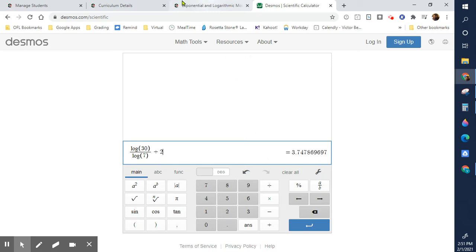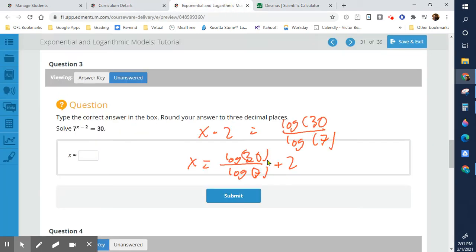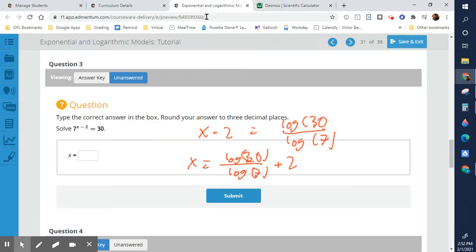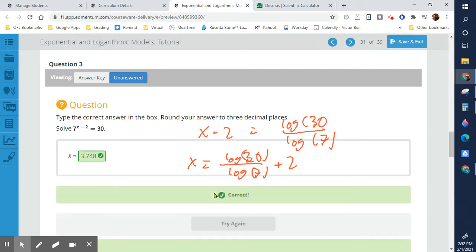Really simple to do. How many decimal places did Edmentum want? 3 decimal places. So if I look here, 1, 2, 3, this 8 right here is 5 or greater. So it's going to be 3.748. I'm going to round this 7 right here to an 8. So 3.748 should be my answer.